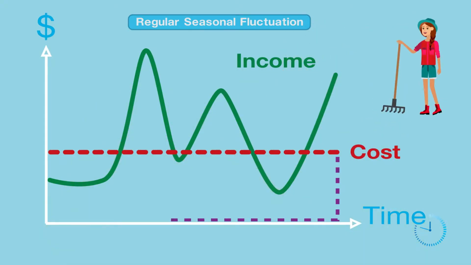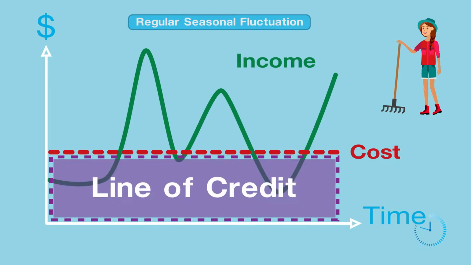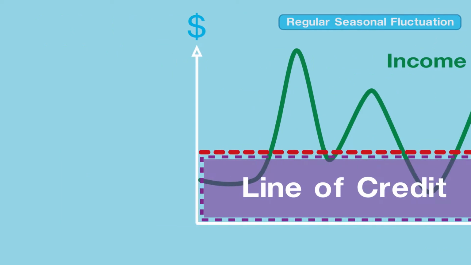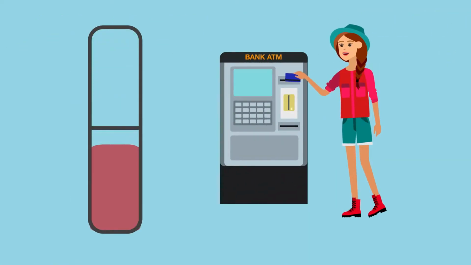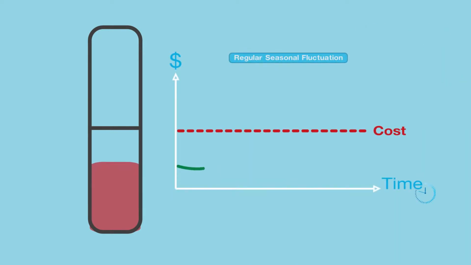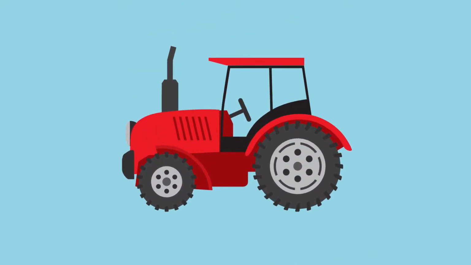In order to remain liquid during these financing gaps, Susan's organization will need a line of credit to help her run her operations smoothly. This means that her bank will allow her to overdraw her account up to a certain amount. Once her income rises, her account balance becomes positive again. Of course, it's easier to get a line of credit if she has some kind of guarantee, for example, the machines or the equipment she uses for harvesting.